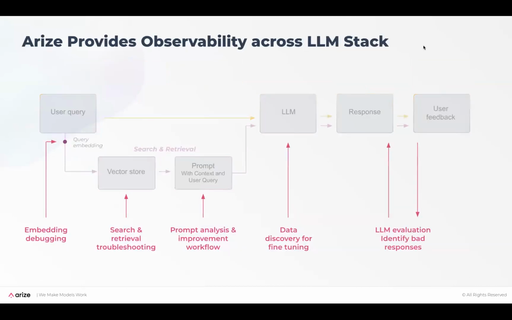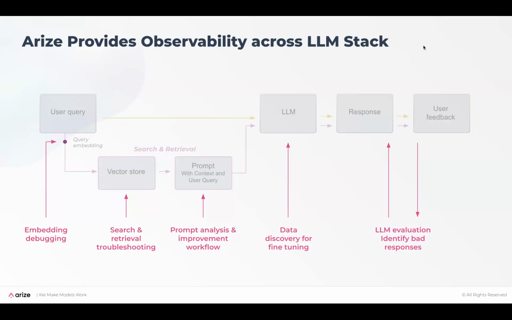So starting over there, we can debug our embeddings, taking a look at our embeddings, determining how well they're doing. Next up, search and retrieval troubleshooting. So again, how well is our search and retrieval process working? Prompt analysis and improvement workflows is another big one. Doing data discovery for fine tuning can be really, really powerful. And lastly, if we do have user feedback, we can identify those bad responses from our LLM. And so these are different problems that come up and different processes that you can use to address them.